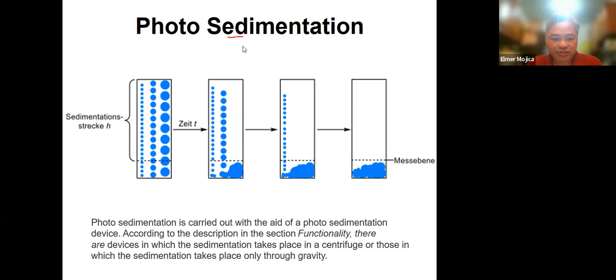Okay, so if you're going to look at the slide, the photosedimentation is carried out with the aid of a photosedimentation device. And according to the description, there are devices in which the sedimentation takes place in a centrifuge or those in which the sedimentation takes place only through gravity.